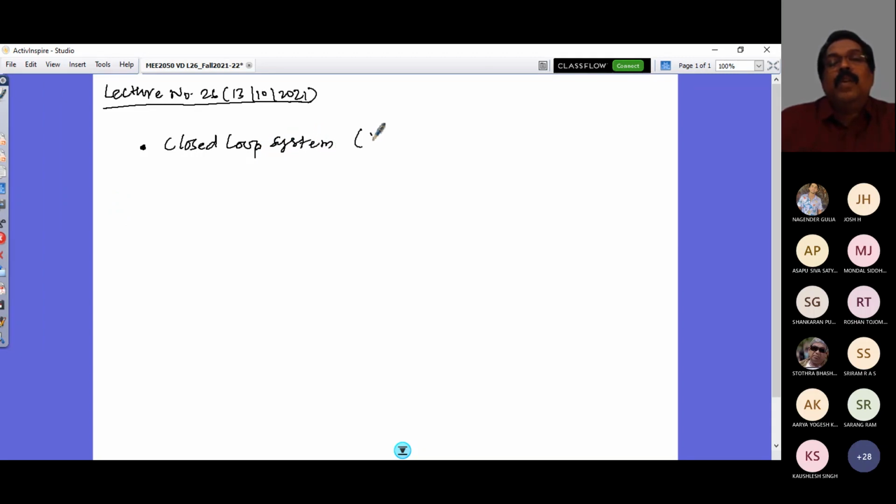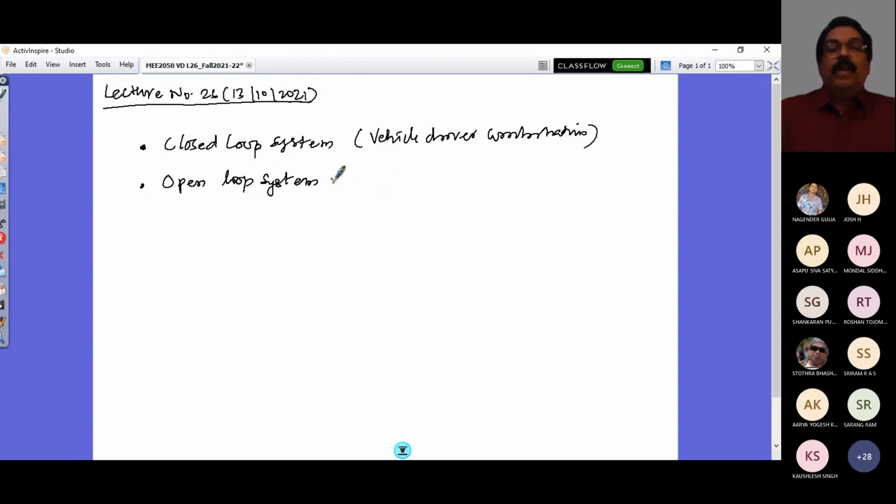So the closed loop system is the vehicle-driver combination. Another one is called the open loop system. In the open loop system, your driver is not going to give any correction. Your vehicle is given some input, and then the vehicle motion is observed, and such a thing is called an open loop system. The purpose of this open loop system and test in a vehicle is to understand the directional behavior of the vehicle.